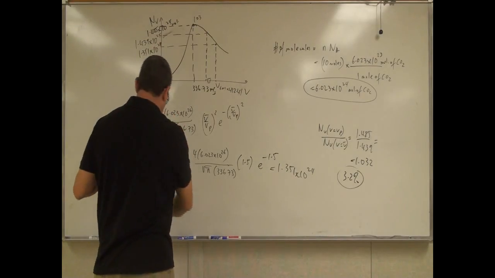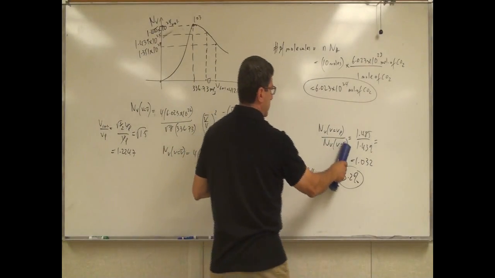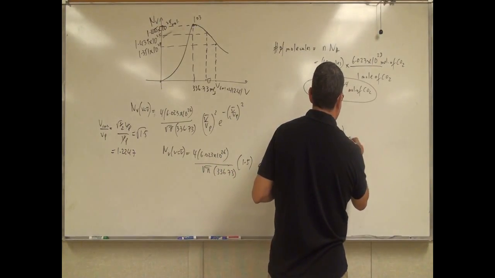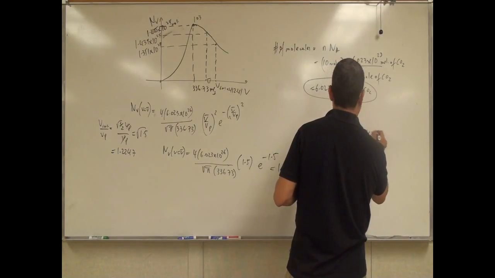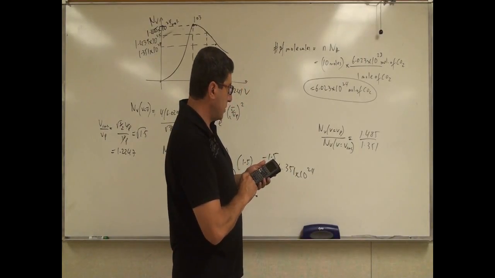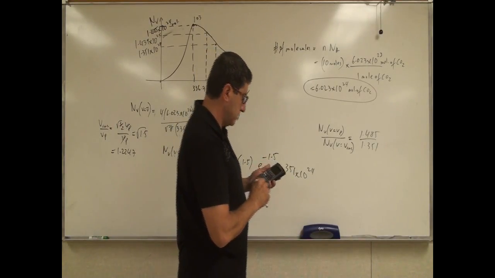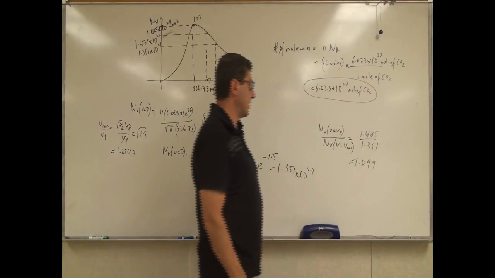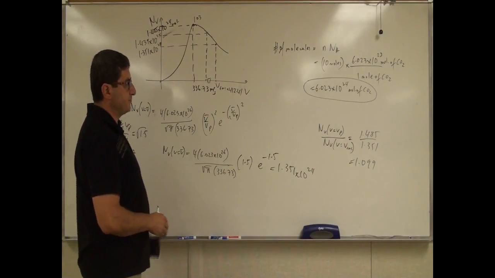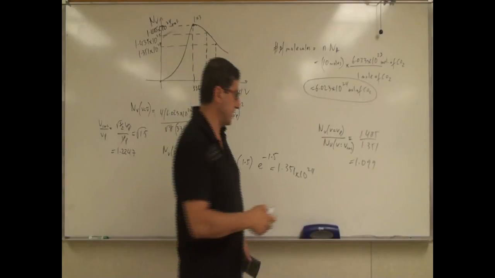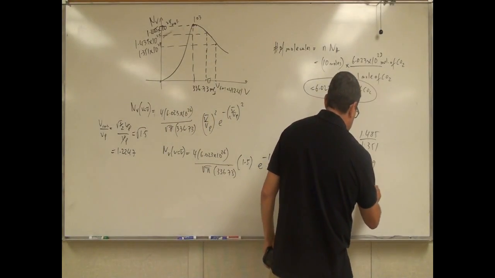So if I take the ratio, how many are moving at the probable versus how many are moving at the root mean square, 1.485 over 1.351. 1.485 divided by 1.351 is 1.099. Right? So that's 9.9%. Let's just approximate that, approximately 10% higher.